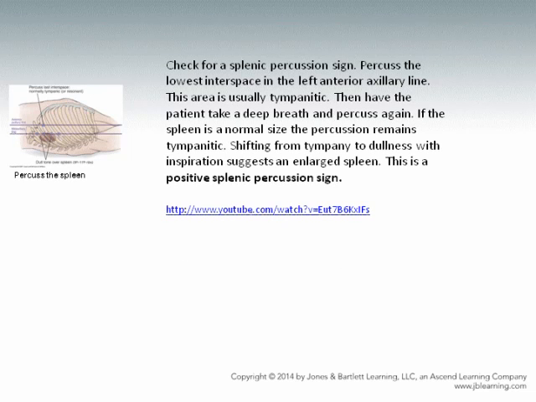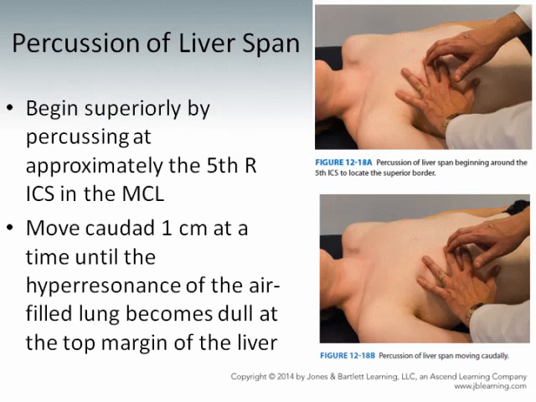Or you can check for the splenic percussion sign. Percuss the lowest interspace in the left anterior axillary line, and the area is usually tympanic. Then have the patient take a deep breath and percuss again, and if the spleen is a normal size, the percussion remains tympanic. Shifting from tympany to dullness with inspiration suggests an enlarged spleen, and that would be a positive splenic percussion sign. And again, there's a YouTube site for that.